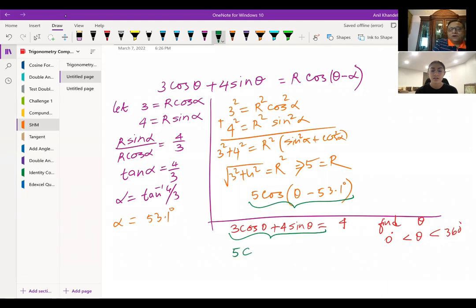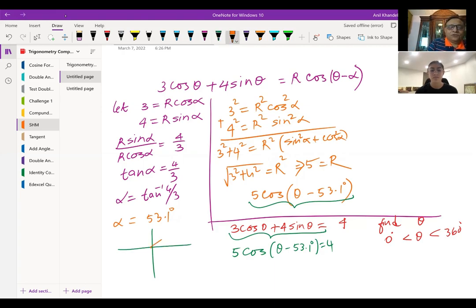You can say 5 cos of theta minus 53.1 degree is equal to 4. Now you can find the value, correct? Because you can just do cos of theta minus 53.1 equals 4/5, and then you can take the cos inverse, and then you have theta minus 53.1, and then you isolate the theta.